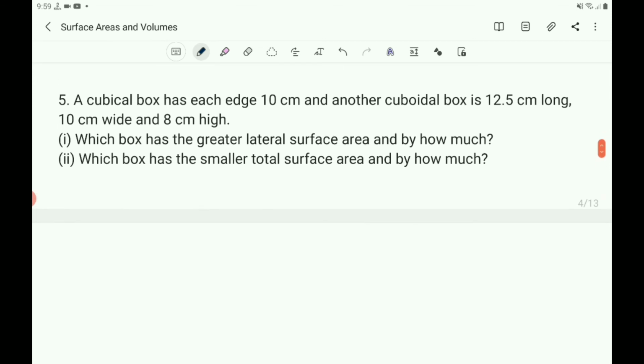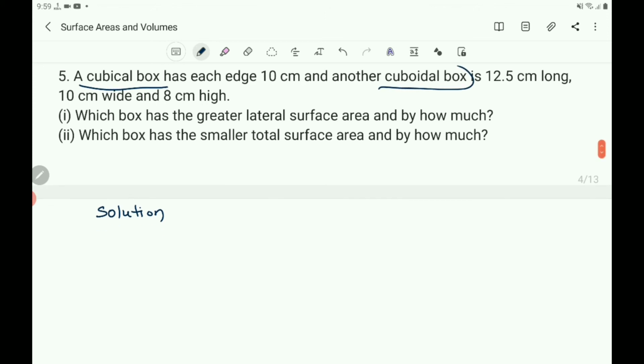So you take here the solution. Here there are a cubical box and a cuboidal box. For the cubical box, the edge is given, that is a equals 10 centimeter. Find LSA and TSA for both of them.